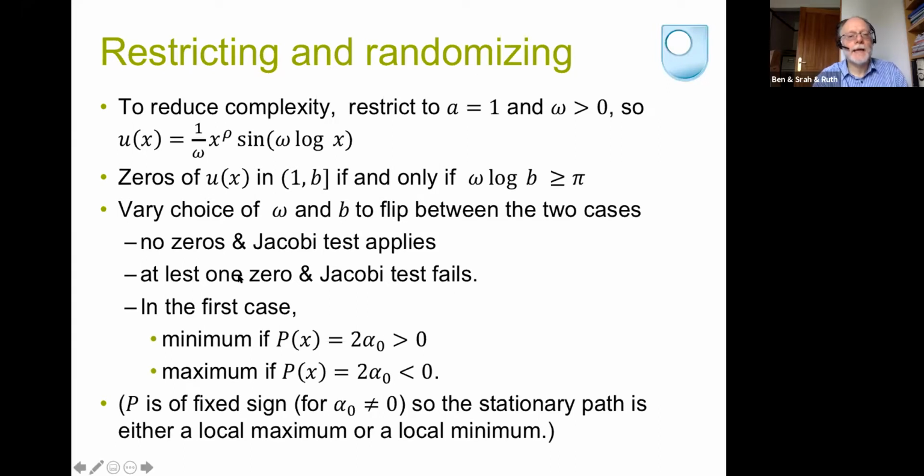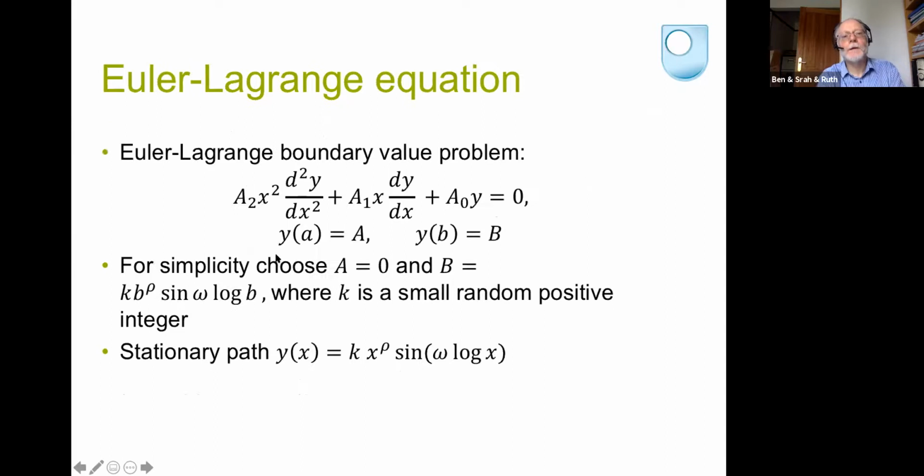So it meant that we had enough for the students to learn the essential important learning outcomes of this problem. The Euler-Lagrange equation, as I said, is the same equation, though it's a boundary value problem. So it has the same solution functional form. And again, we chose parameters to simplify it, so it had a particular form.